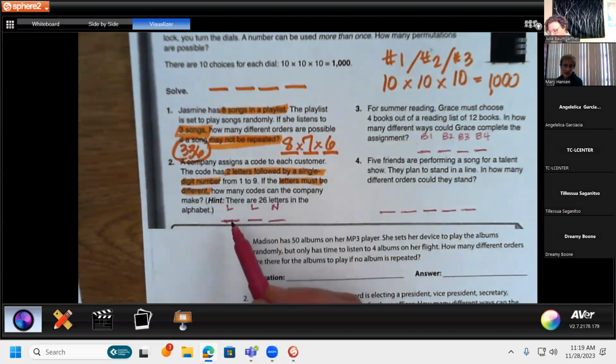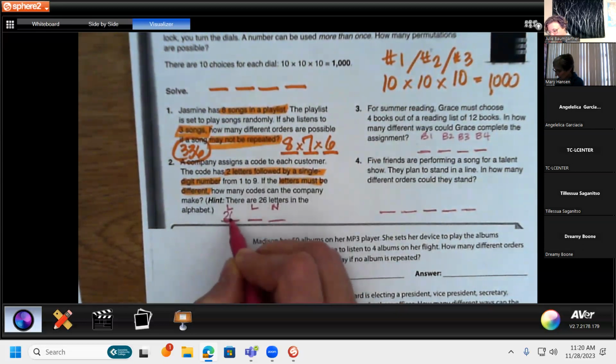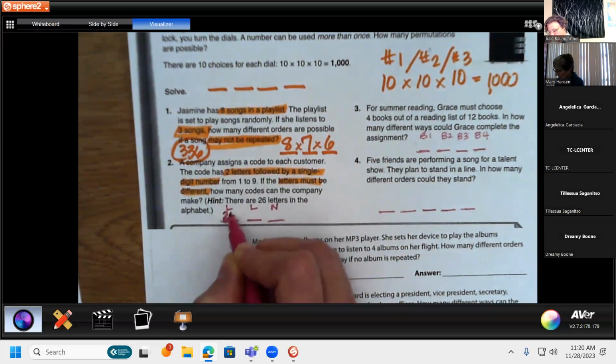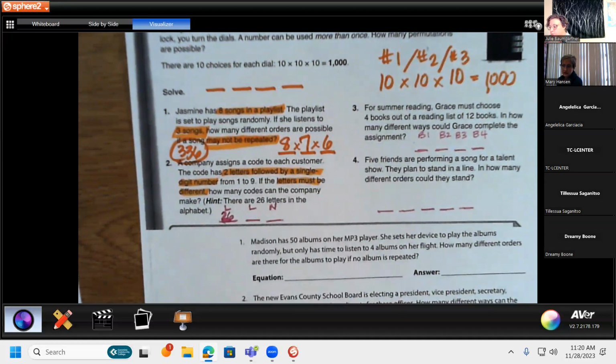For slot number 1, it's a letter. It can be any letter A to Z, and that gives us the hint that there are 26 letters in the alphabet. So there's 26 choices or possibilities, A through Z, for my first letter.